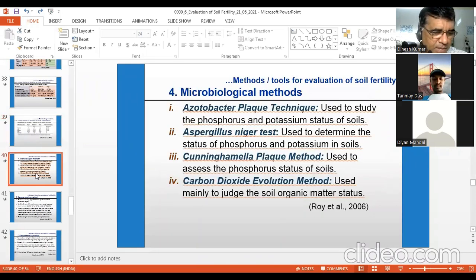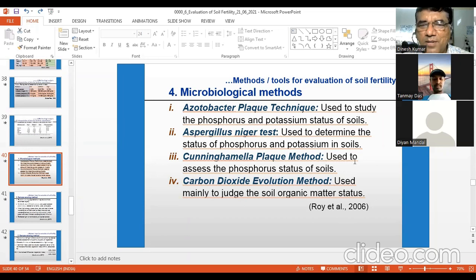Next, some microbiological methods are also available, and they are used only for academic purposes. So you need to remember their names and what nutrient can be assessed. Can they tell the deficiency? The Azotobacter plaque technique is used to study the phosphorus and potassium status of soil. The Aspergillus niger test is used to determine the status of phosphorus and potassium. So both the Azotobacter plaque technique and Aspergillus are related to P and K, phosphorus and potassium.